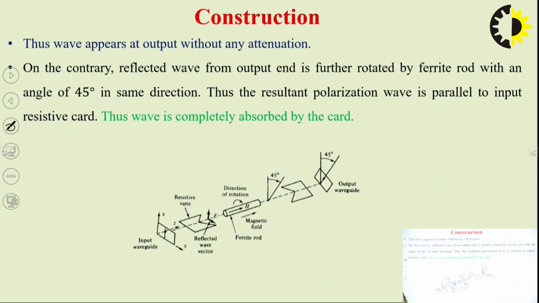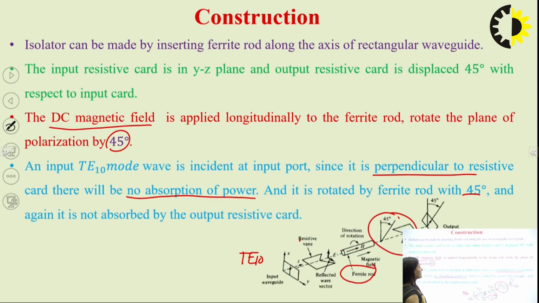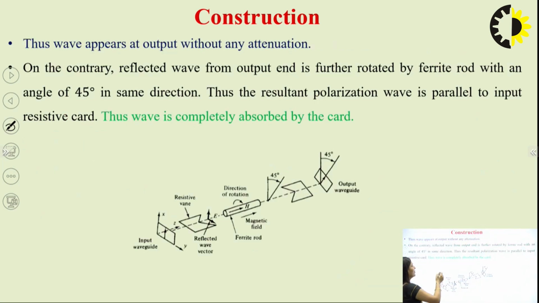So does the wave appear at the output without any attenuation? Why? See here. A 45 degree rotation is given here, and again a 45 degree rotation is coming out. So your wave will come completely out from port number 2 without any attenuation.